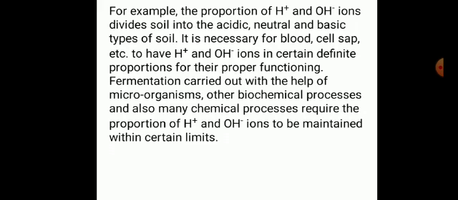Fermentation is carried out with the help of microorganisms. So all these biochemical processes and many other chemical processes require a certain fixed proportion of H+ and OH- ions.